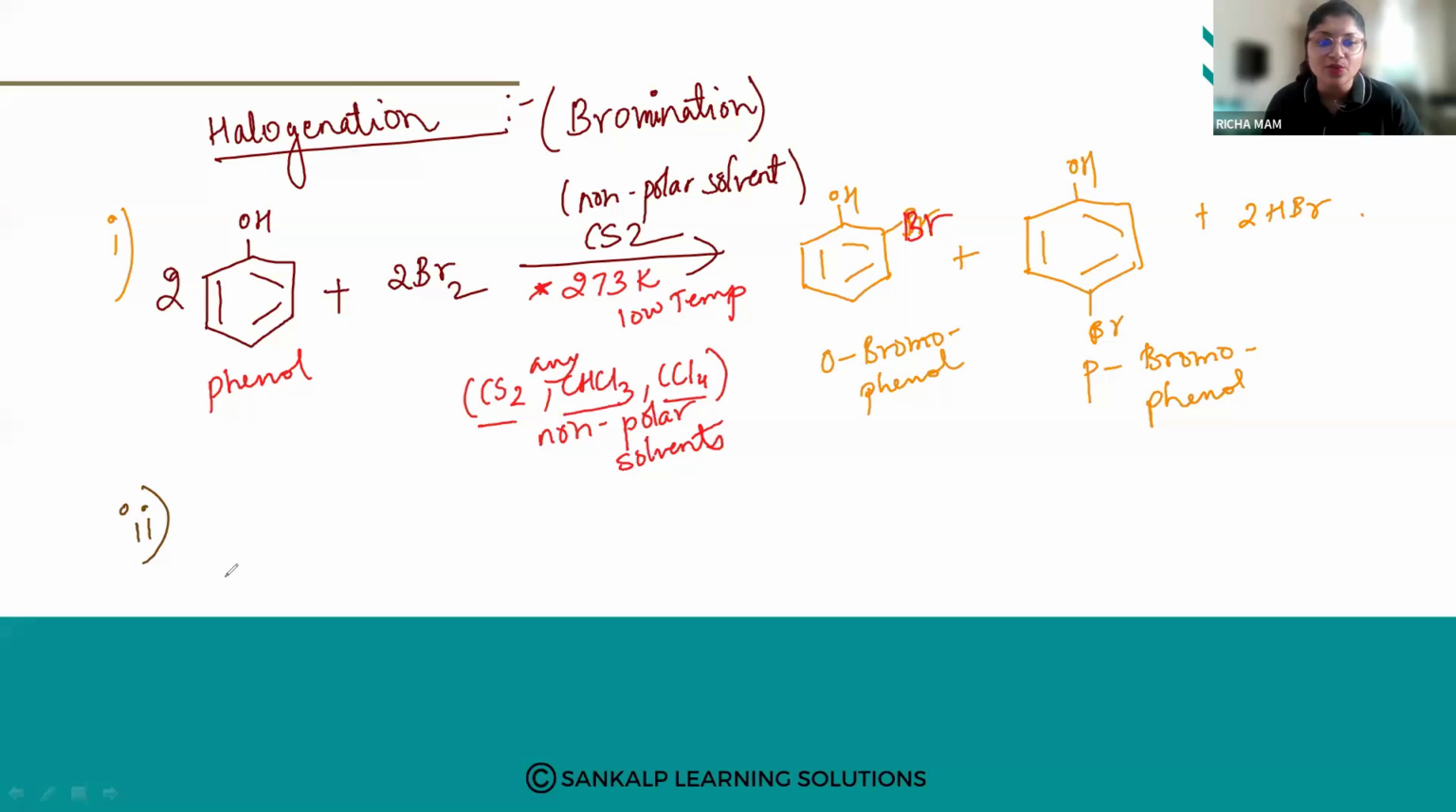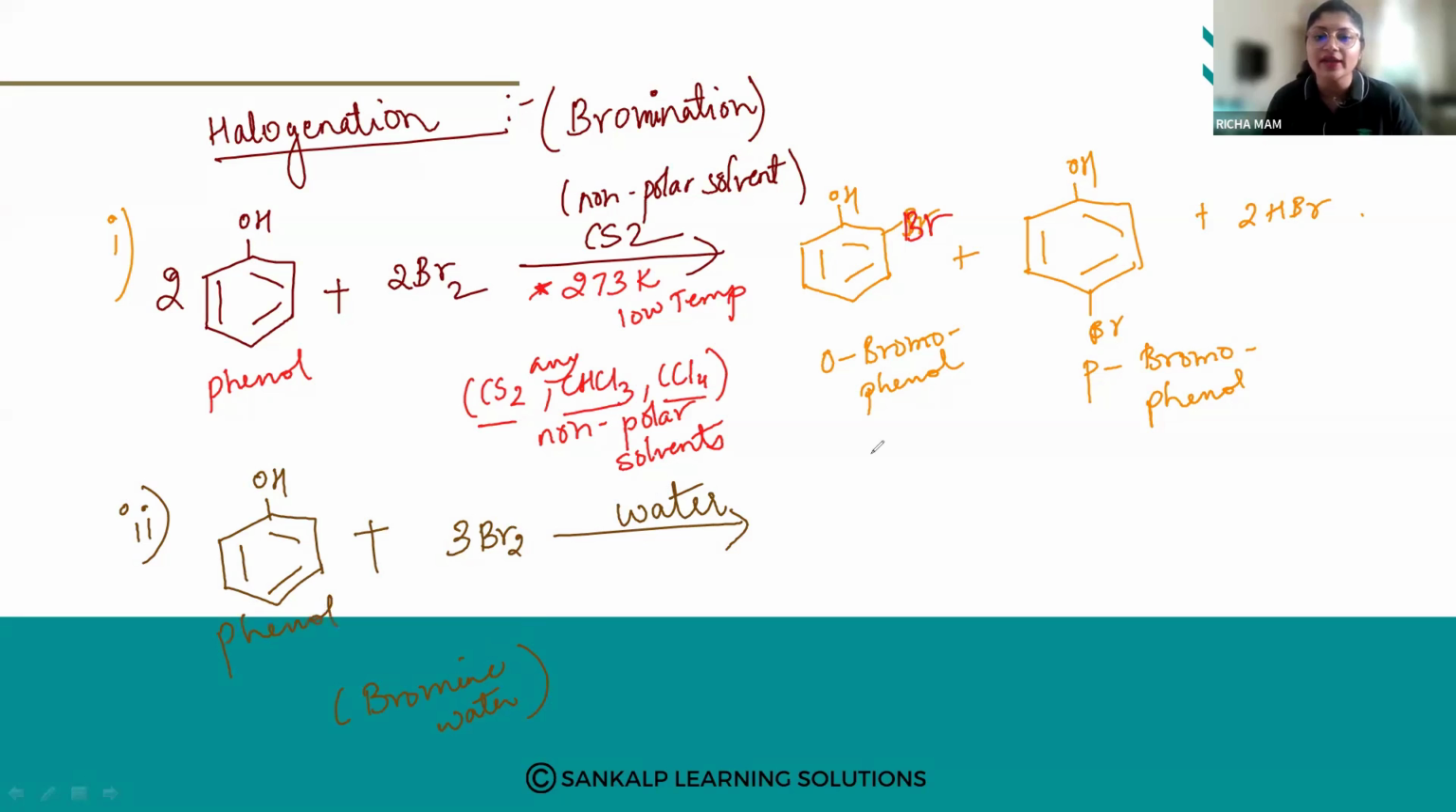The second one: we are going to take phenol again, and then we take excess bromine in the presence of water. This is called bromine water. When phenol reacts with bromine water, it will give you a white precipitate.